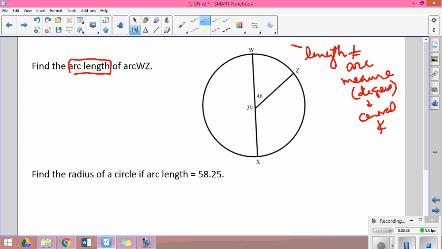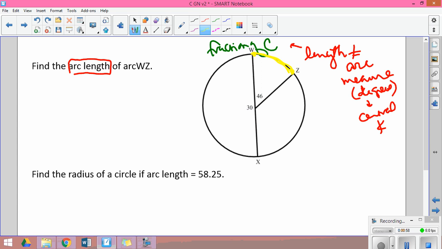Arc length is that fraction of the circumference. They're two completely different things, so be sure you really are careful when you read your directions. So the arc length of WZ, so we got to figure out where we are. So WZ is right here.